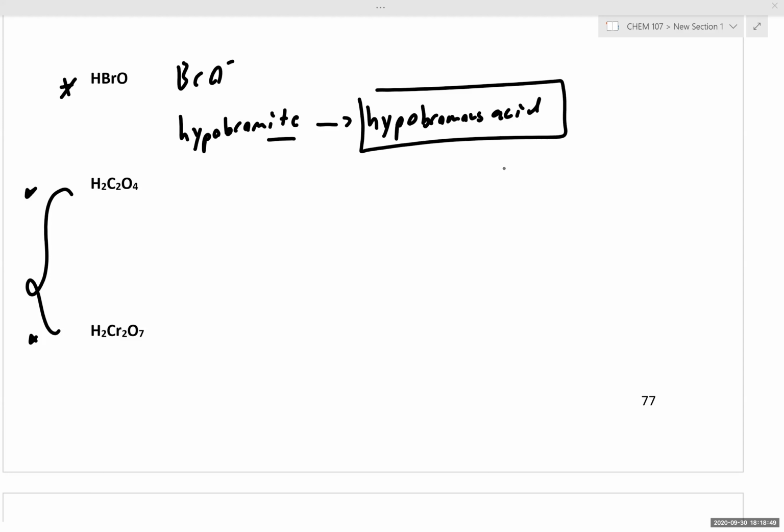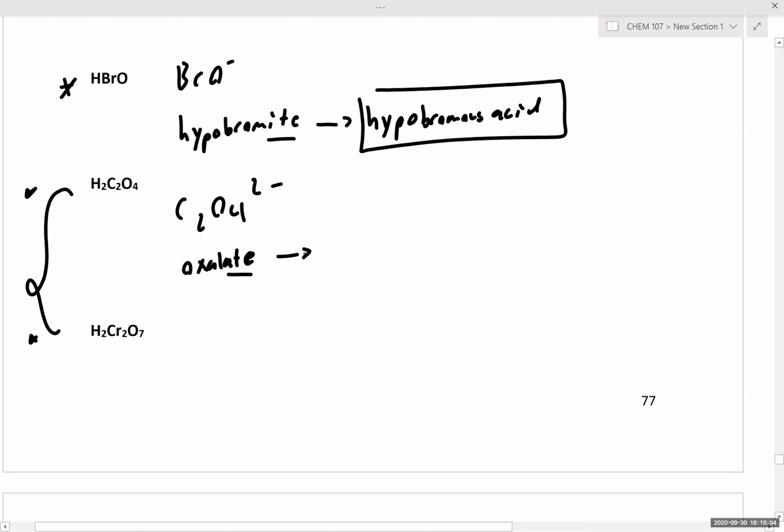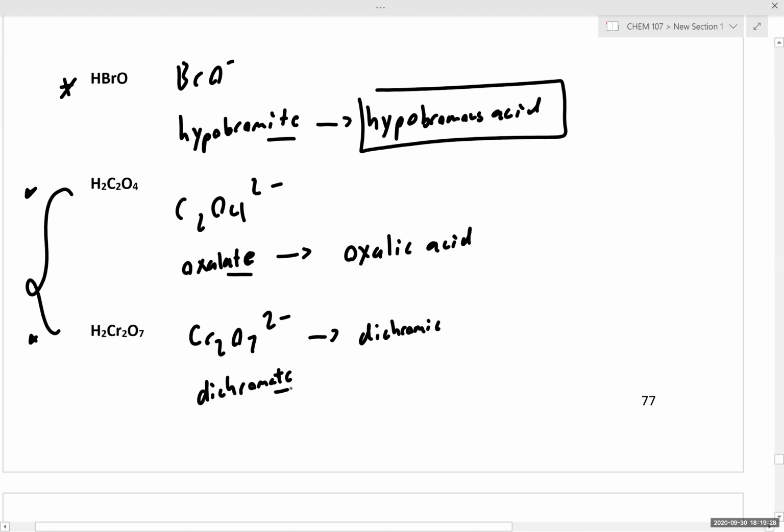Okay, so let's look at our base polyatomic ion. C2O4 2- is known as oxalate. ATE is replaced with IC, so oxalate turns into oxalic acid. Likewise, Cr2O7 2- is known as dichromate. And dichromate in turn turns into dichromic acid. ATE turns into IC, so this turns into dichromic acid.